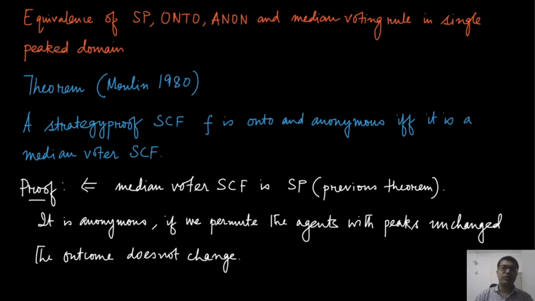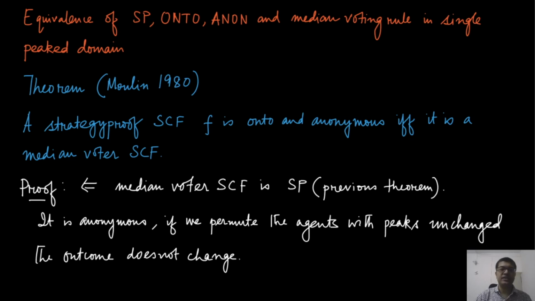Now that we know the property of anonymity, let us try to find out the equivalence of these three properties: strategy-proofness, ontoness, anonymity, with the median voting rule in the single peak domain. And this equivalence is given by this result of Moulin from the same paper.